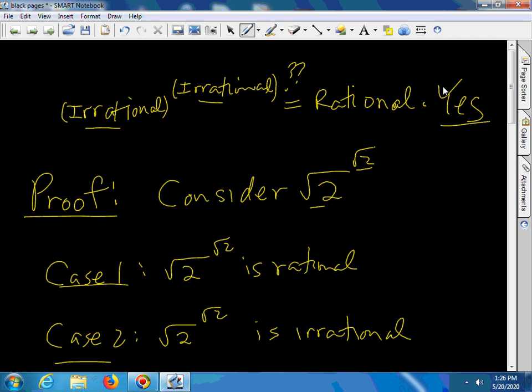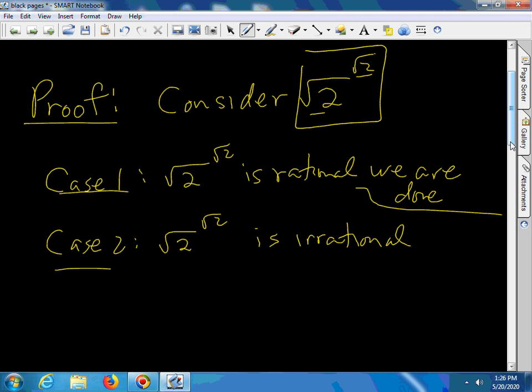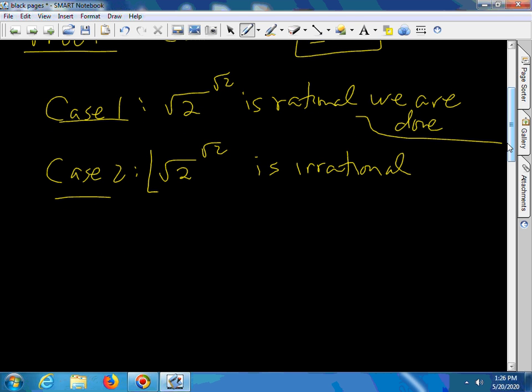Now, in case 1, if the square root of 2 raised to the square root of 2 is rational, we are done. Now, I don't know if I said this, but either the square root of 2 raised to the square root of 2 is rational or it's irrational. If it's rational, we are done, and that's it. Now, if it's irrational, so now this number is irrational.